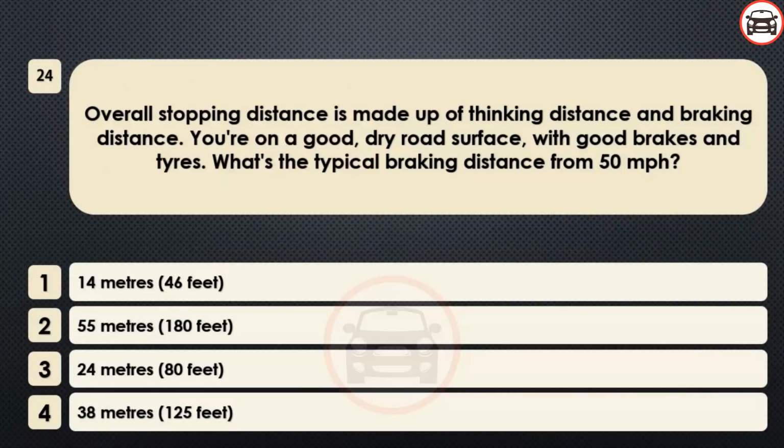Overall stopping distance is made up of thinking distance and braking distance. You're on a good, dry road surface, with good brakes and tires. What's the typical braking distance from 50 miles per hour? 1. 14 meters, 46 feet. 2. 55 meters, 180 feet. 3. 24 meters, 80 feet. 4. 38 meters, 125 feet.